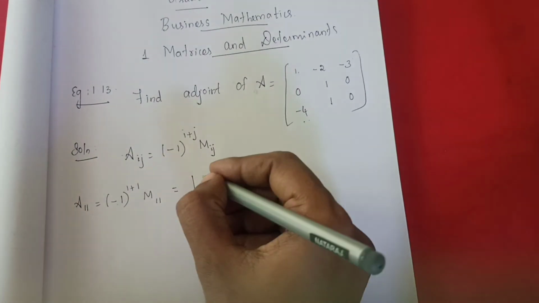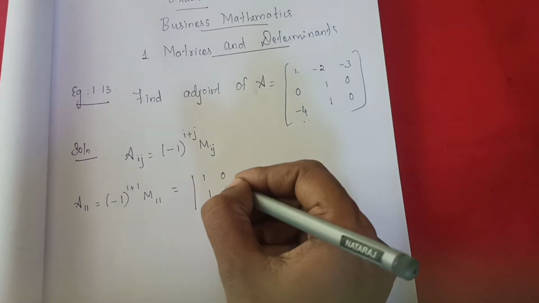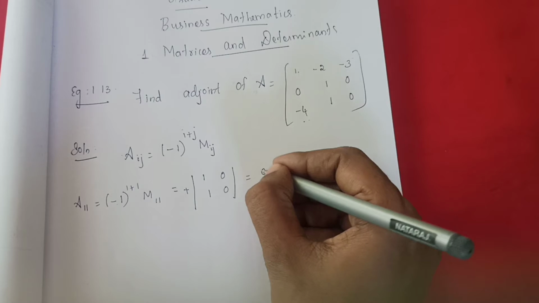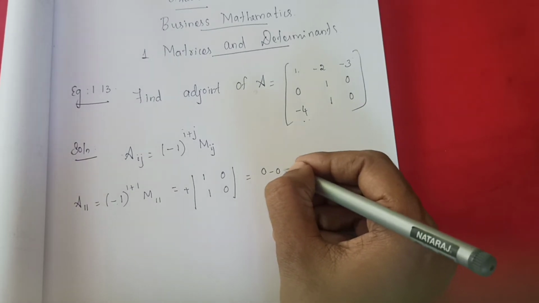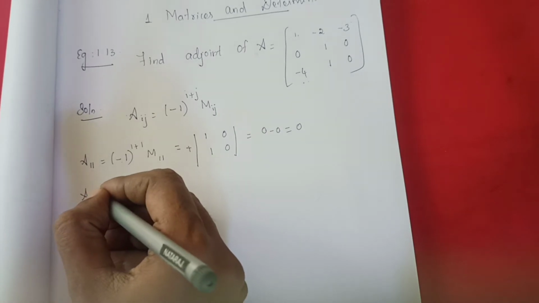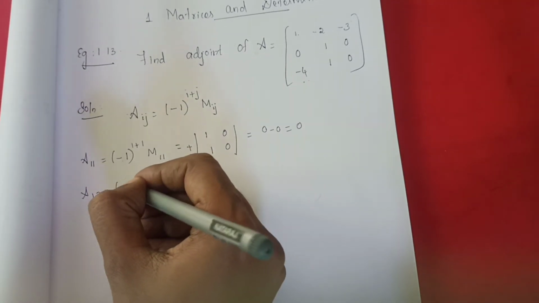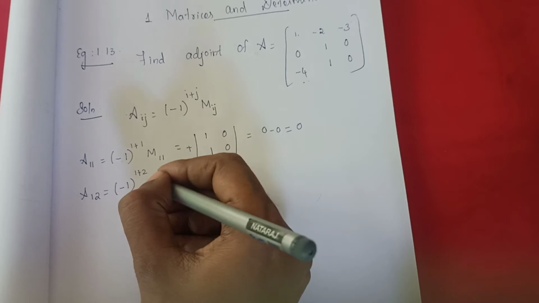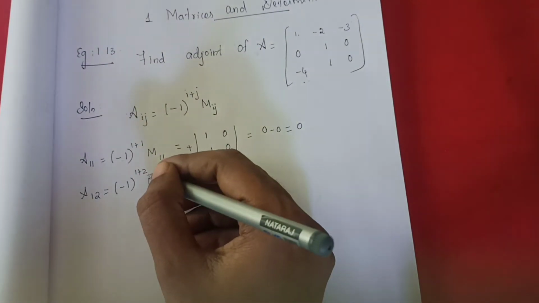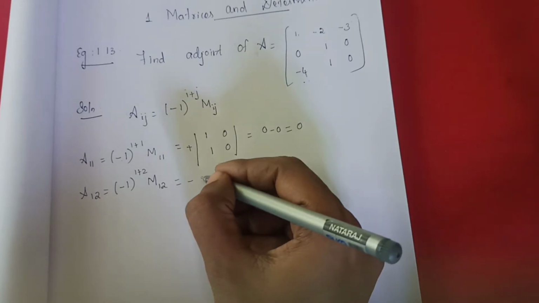So what is the balance? 1 0 1 0. The symbol is positive. Okay, so if we cross it, 0 minus 0, what will you get? 0. Same as that. A12 equals minus 1 to the power 1 plus 2, M12, which is the symbol to the power 3. So the symbol will be minus.